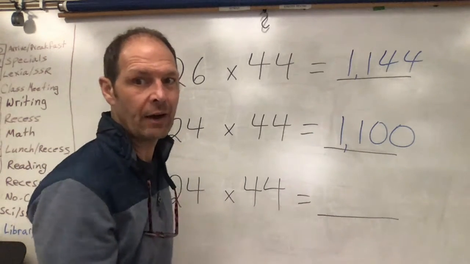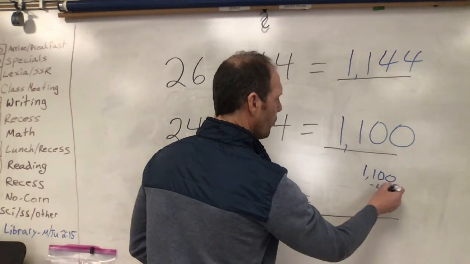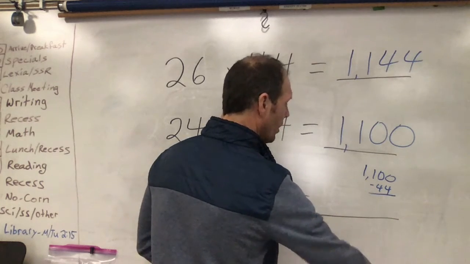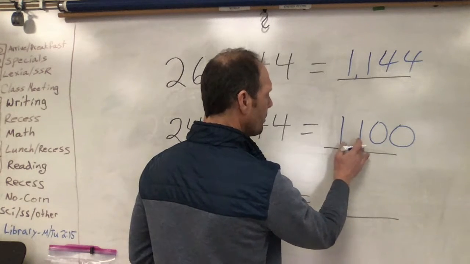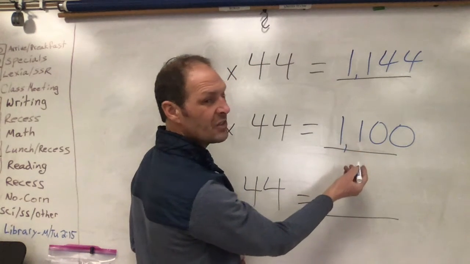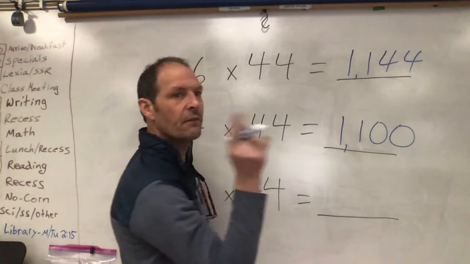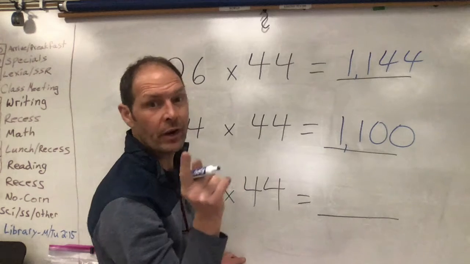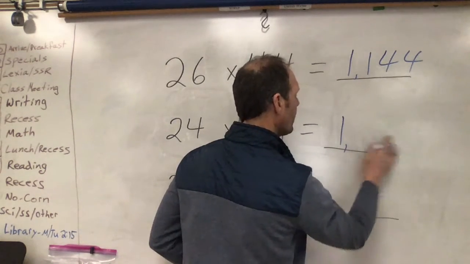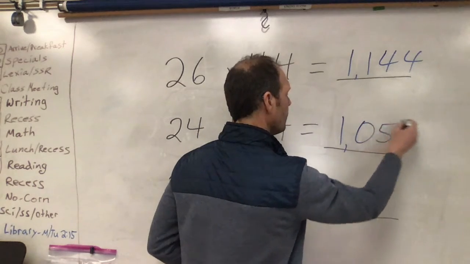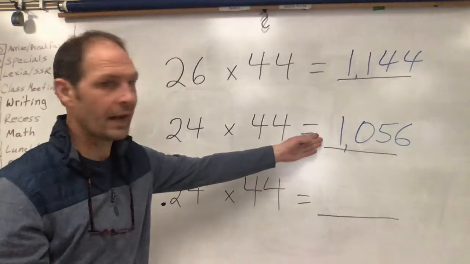Now I could write it out and do it like this, 1,100 minus 44. I could do it that way. I can also do it in my head reasonably simply. I know that 100 minus 44 is 66. Did I say that right? It's 56. 100 minus 44 is 56. So this 100 has to go down to 56. There we go. So now we have the answer to that.